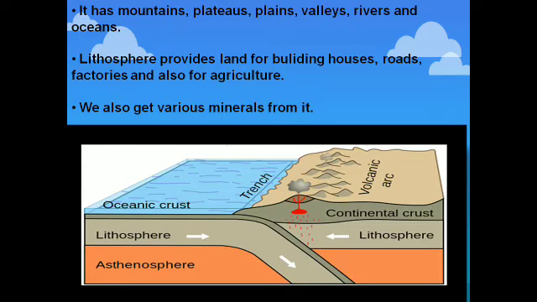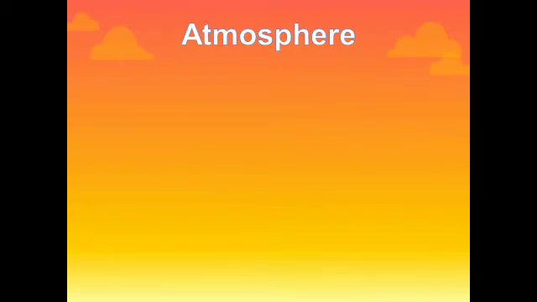Then in the picture below, you can see the continental crust, where we have the land areas, and the oceanic crust also. Oceanic means where the watery part is on the upper side, but below we have the lithosphere also. Then we come to the introduction of the atmosphere.